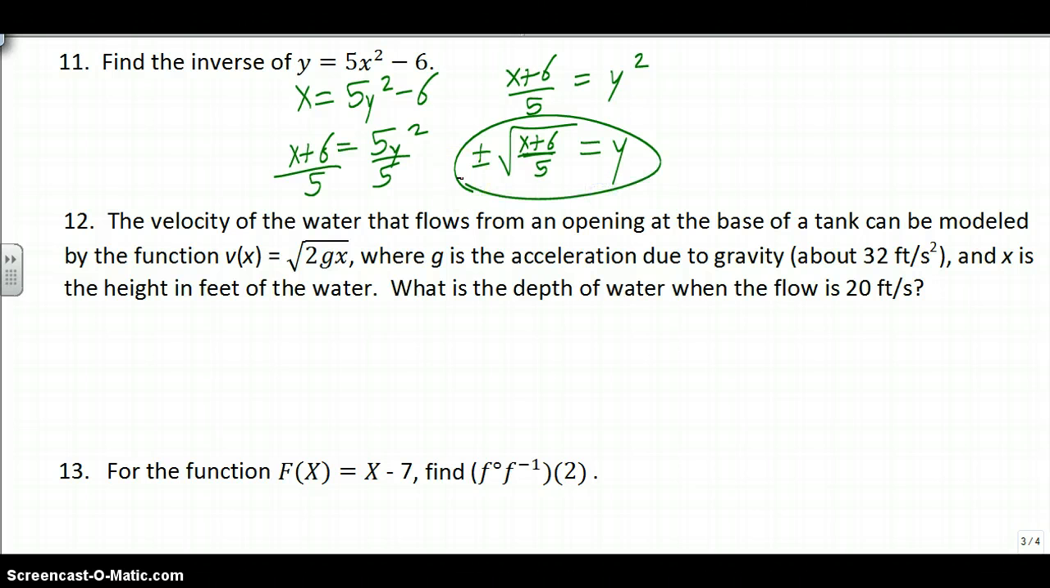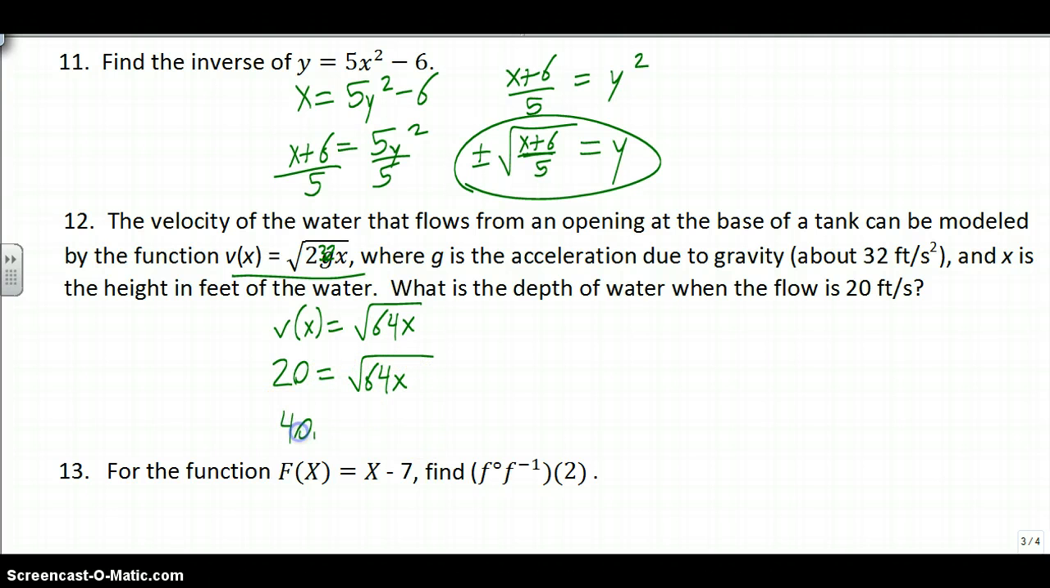Okay. The velocity of the water that flows from an opening in the base of a tank can be modeled with this equation, where g is the acceleration due to gravity, about 32. That's okay. So replace g with 32. So basically, this is now square root of 64x, correct? Now, x is the height of feet in water. We want to know what is the height of the water when the flow is 20 feet per second. So replace that with 20, and then we just solve for x.